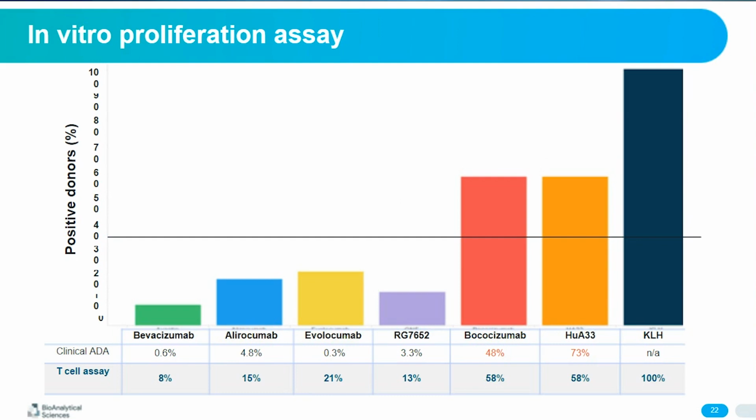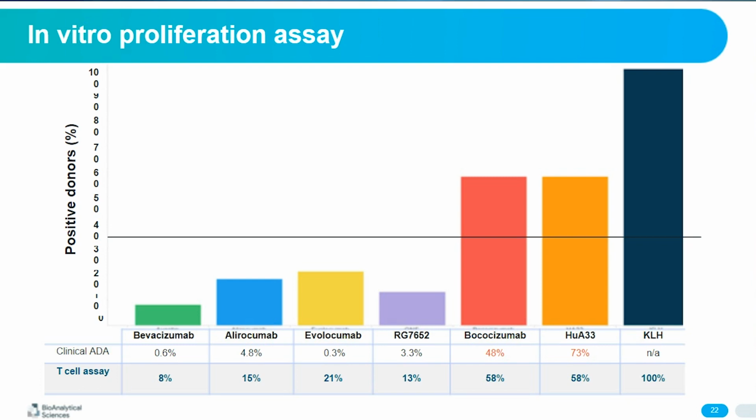As you can see here on the y-axis, we have the percent of positive donors. It's a bit shifted, but 100% is the top, which is what we got with KLH. And you can see on the x-axis, those are the biotherapeutics. We also summarize the percent of clinical ADA again to remind you of what the clinical ADA is, and the percent of positive donors on the bottom part of the table that shows you our outcomes from the analysis.